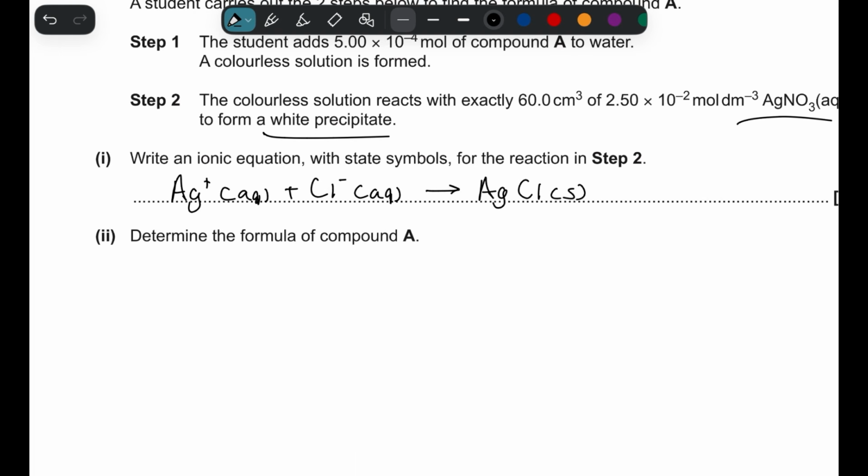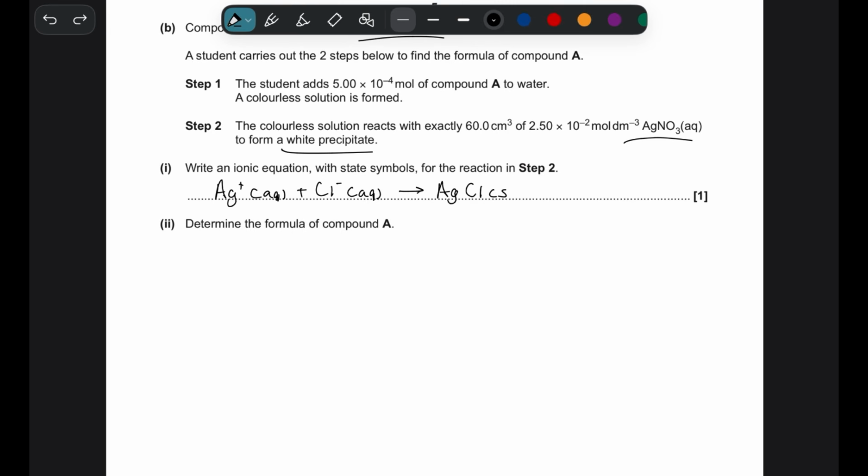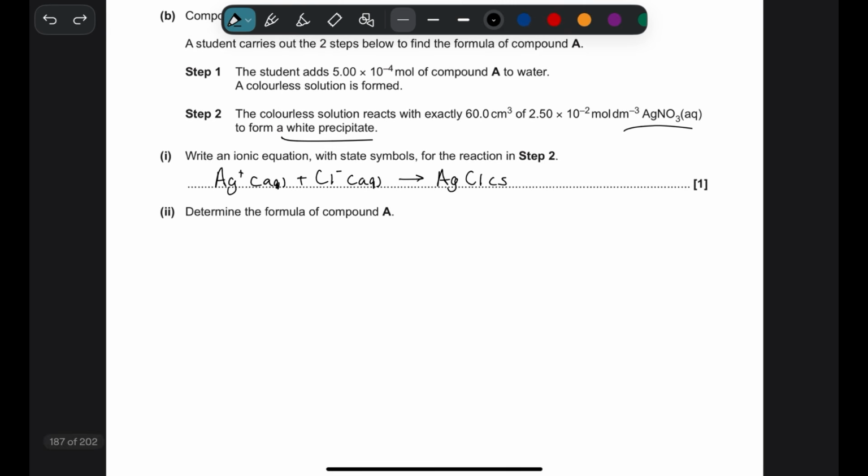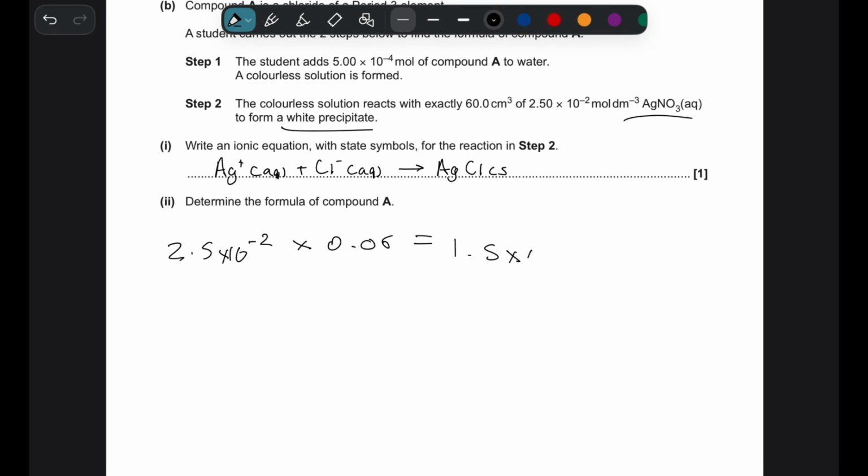So I'm thinking, okay, the best way to do this, well, we've done this before, moles is equal to concentration times volume, and we have a concentration and volume. So we can do 2.5 times 10 to the minus 2 multiplied by, and again, we're going to change it to decimeters cubed, so times by 0.06, and what you're going to get is 1.5 times 10 to the minus 3. Okay, now we've got that.